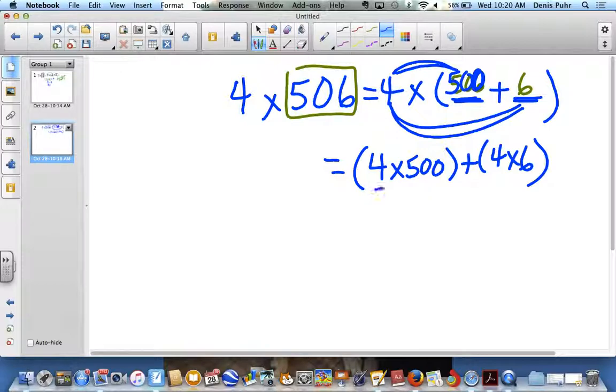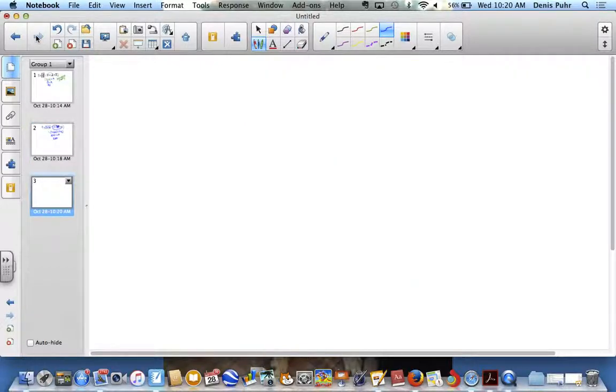We do 4 times 5, we get 20, and we bring down the 2 zeros. So 4 times 500 is 2,000. Then we do 4 times 6, 24. Then you add them together, you get 2,024. Again, this is called the distributive property. Let's take a look at another example.